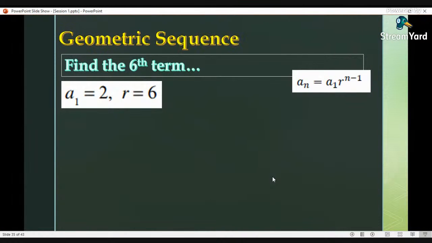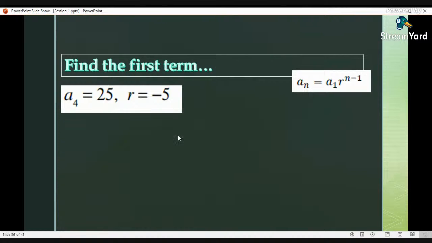Okay, next, find the sixth term. This will be easy. So the sixth term is 6 raised to 5, okay, because 6 minus 1. So that's 6 raised to 5. I hope that you understand what I am saying. So 6 raised to 5 equals 7,776 times our first term, which is 2. That is 15,552. So that's it.